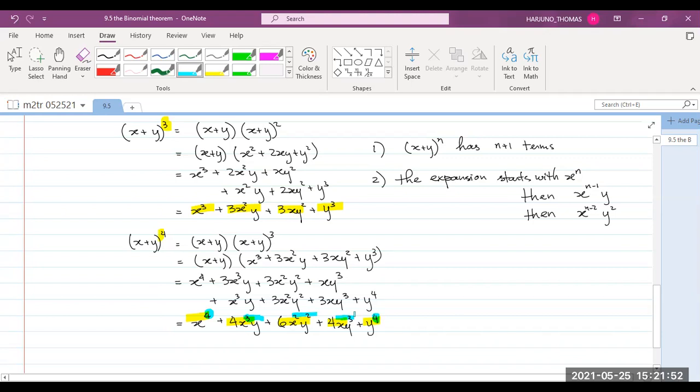You see that? Think of it this way. The degree of the x term, if we have (x plus y) to the n, then you start from x to the n, and then x to the n decreases while the y increases from y to the 0 to y to the n. The x decreases from x to the n to x to the 0.